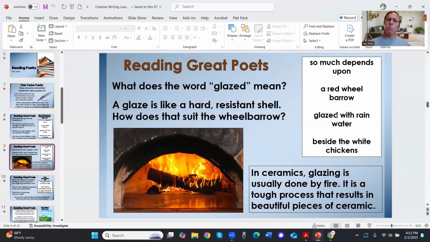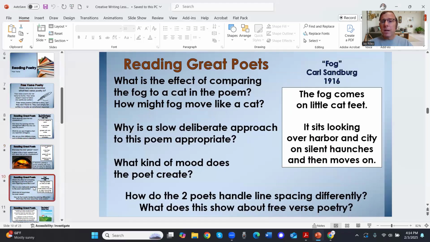Now remember, we said so much depends upon this wheelbarrow. So it's got to be strong, it's got to be tough, it's got to be resilient. And glaze is something that's hard, it's resistant. And in ceramics, when we glaze pottery, it's done by fire. So this wheelbarrow has really been through a lot. That's what I'm taking from this poem. And it's got to be something that's really strong, really resilient because it needs to do all this work on the farm. So let's go to another great poem.